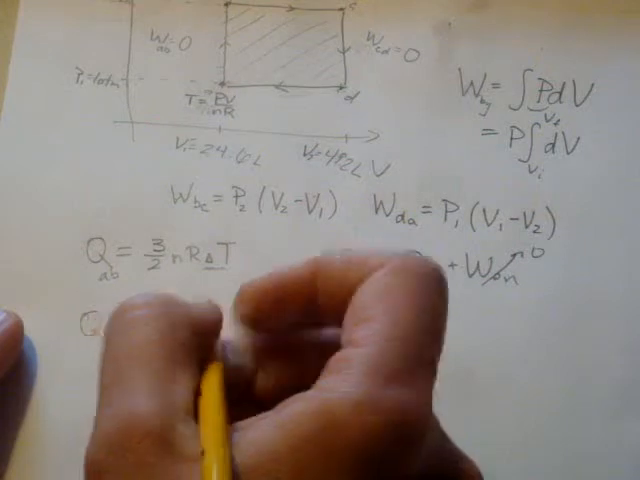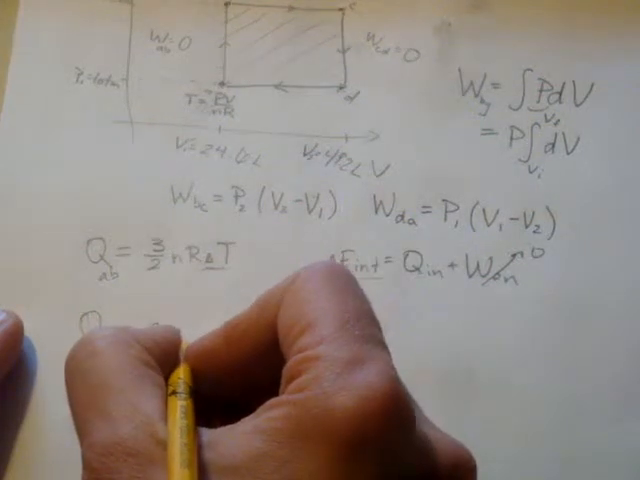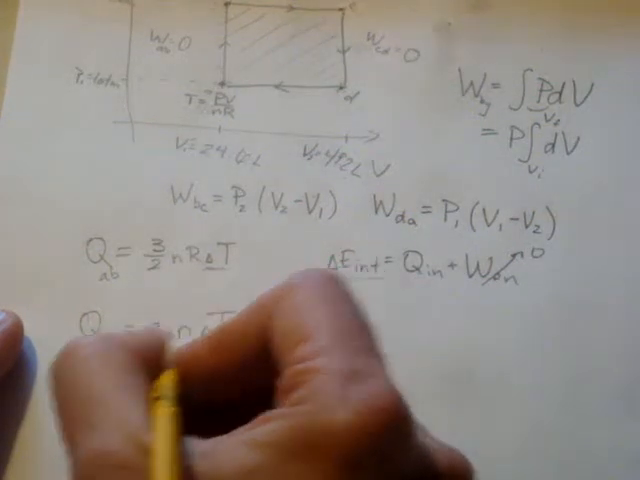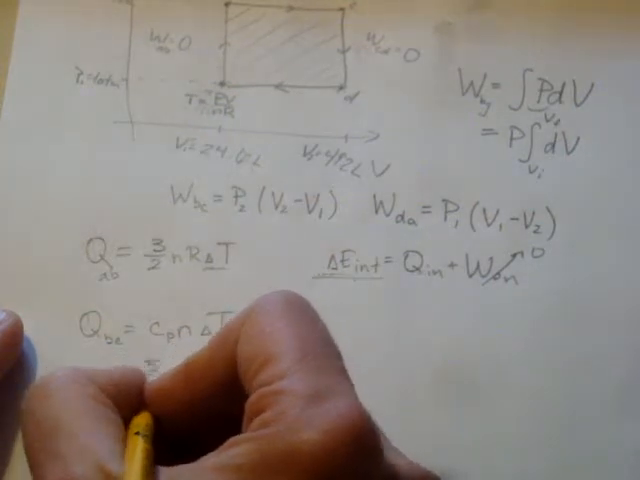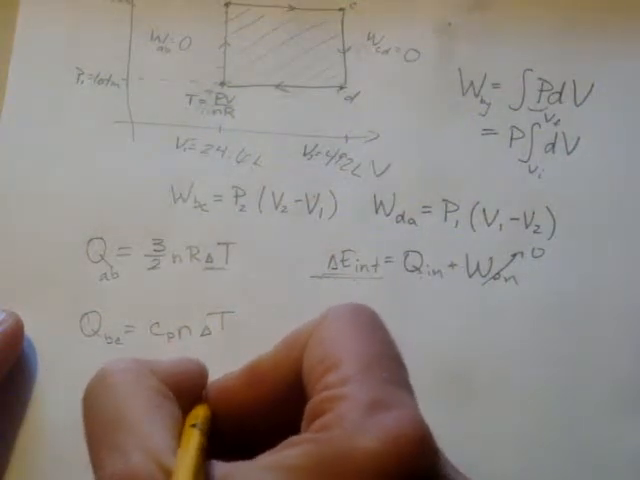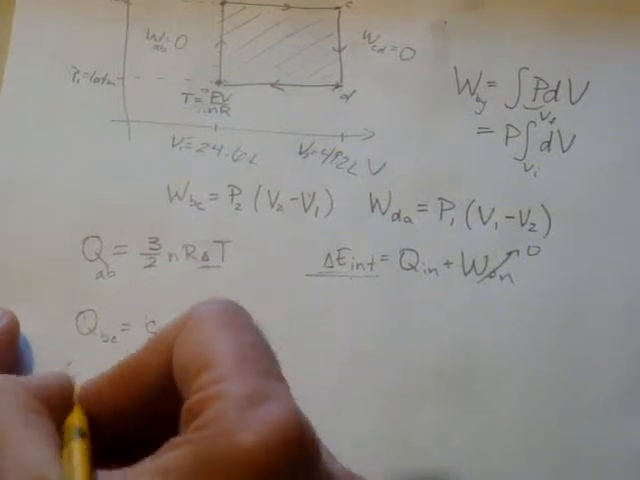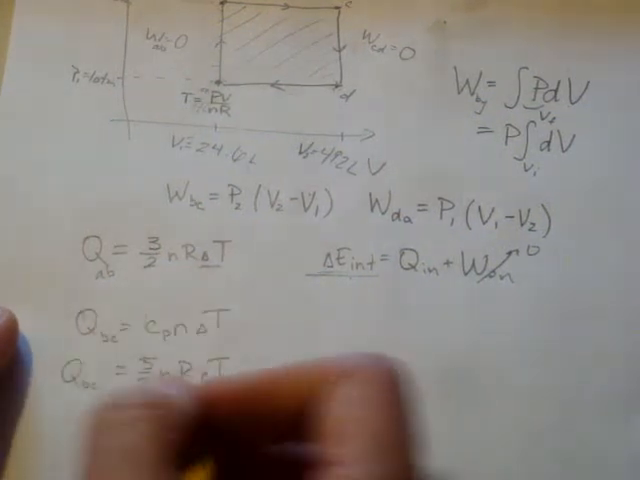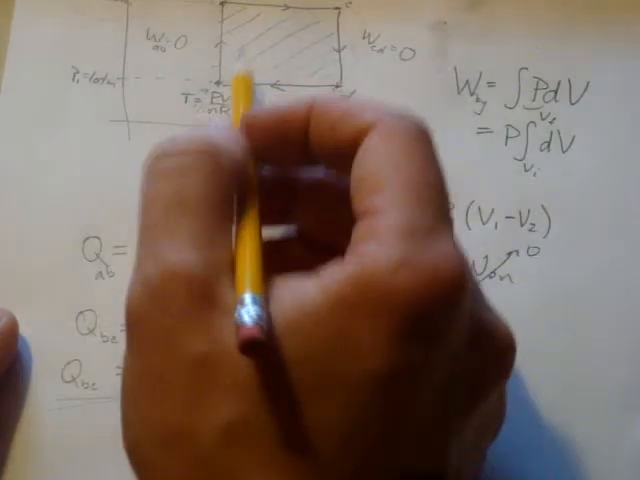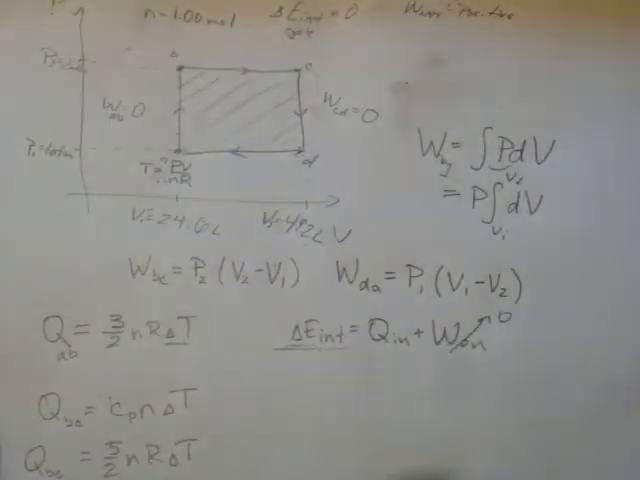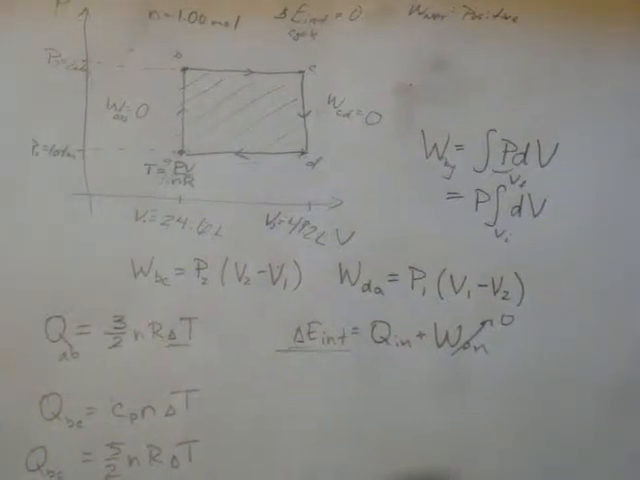That's the Cp n delta T, where Cp is equal to 5/2 R. So 5/2 nR delta T for constant pressure processes for a monatomic gas. And we can figure out what those are real quickly, right? We just simply need to go in and find what the temperature is at each of our 4 points. So that's going to be really useful.